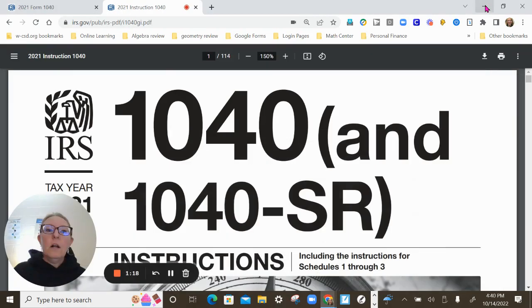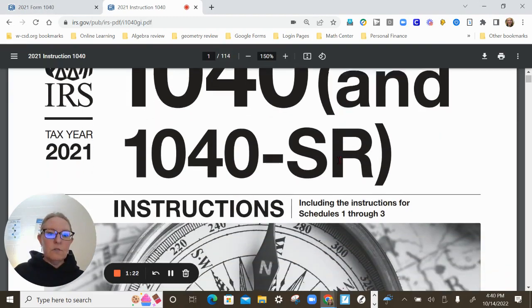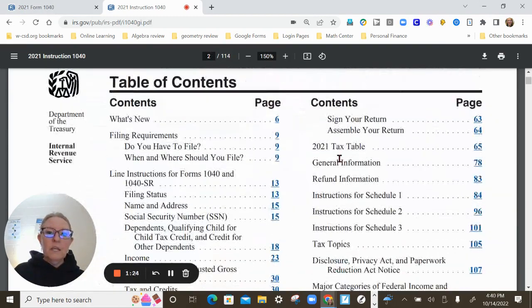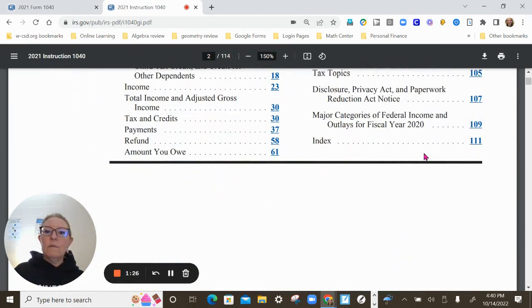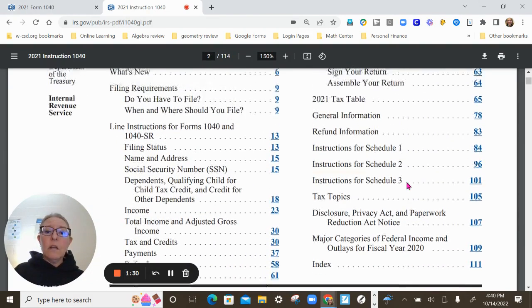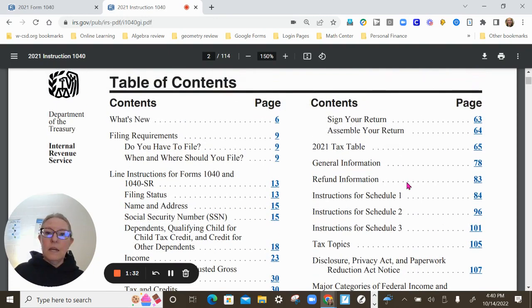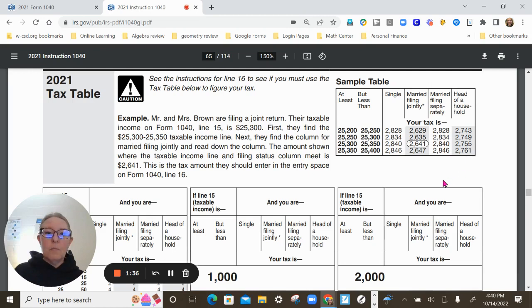Okay, so I'll come back to the W-2 in a minute. You'll notice that I have the 1040 instruction book here. And just to give you a little bit of reflection here, notice that there are over 100 pages. And it goes line by line on everything. We are not going to use that. The only thing we're going to use is the tax table. And I'm going to show you how to use that.